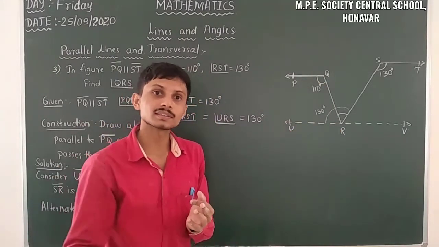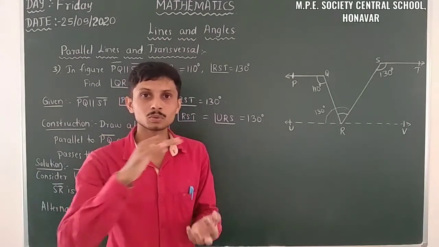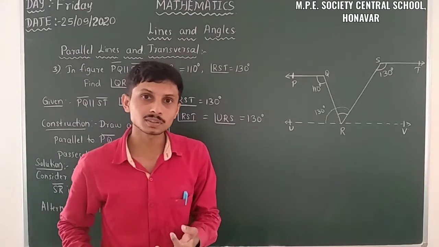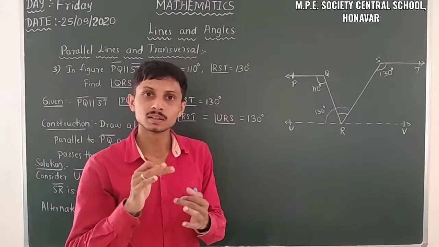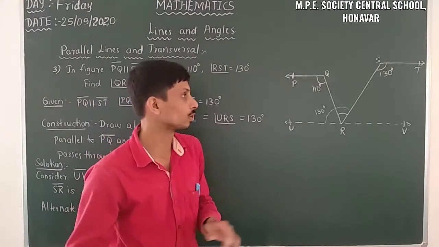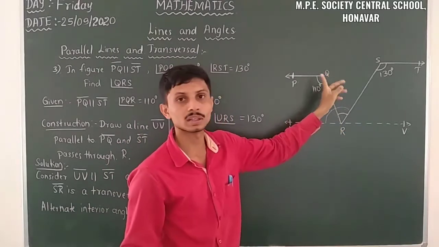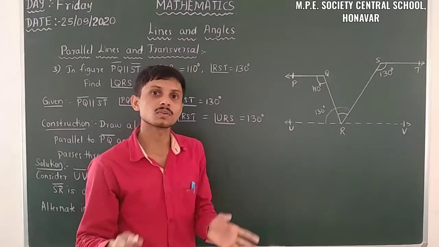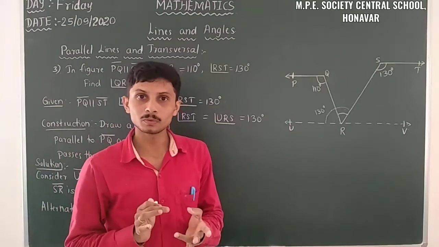According to theorem 6.2, when two lines are parallel and a transversal intersects those two parallel lines at different points, their alternate interior angles are equal. Is there any alternate interior angle for this? Here there are no such angles. So it's not possible. Then let us take theorem 6.4.